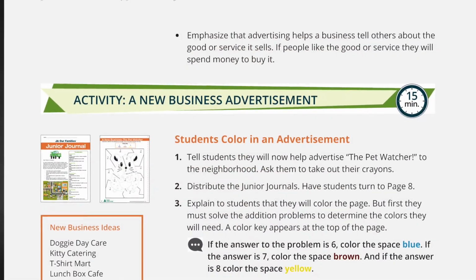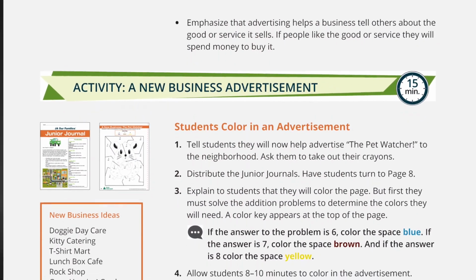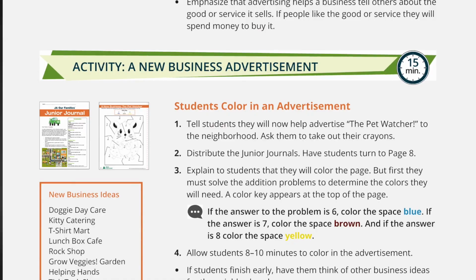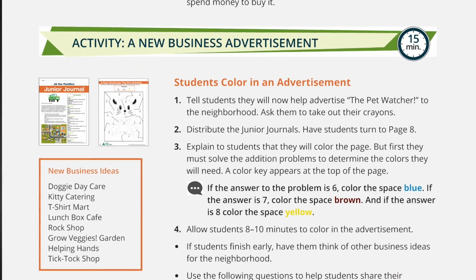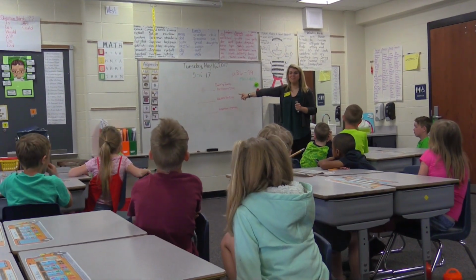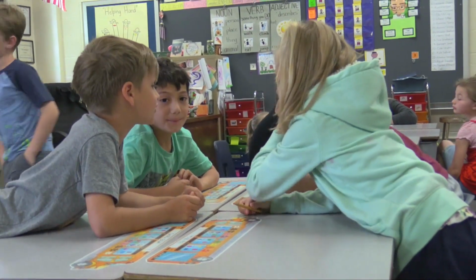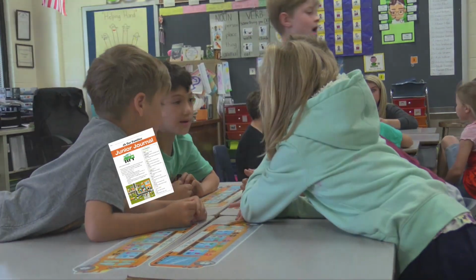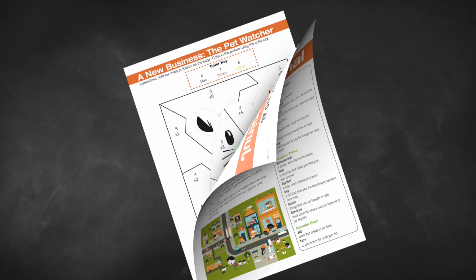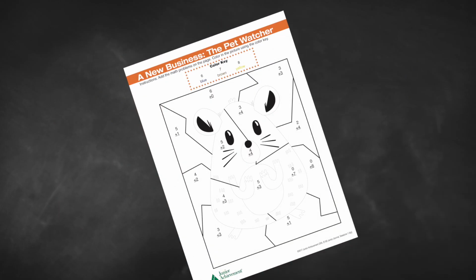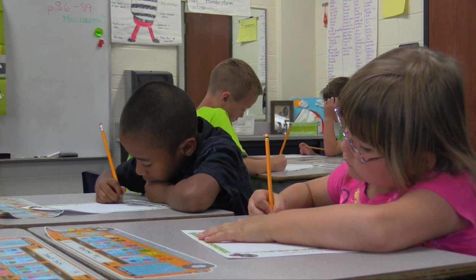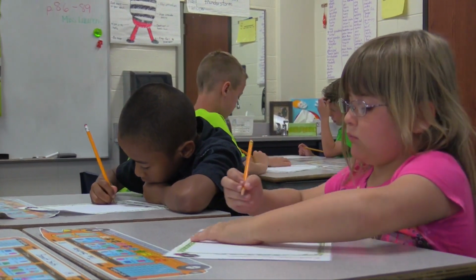Afterward, follow the steps in your volunteer guide to introduce a problem that could be solved by a new business in the neighborhood. You'll describe this new business and provide a name for it. Have the students suggest other names for this new business. Then have the students turn to the back cover of their junior journal. They'll color a picture to help advertise the new business.